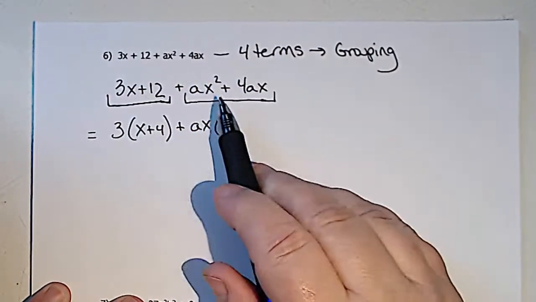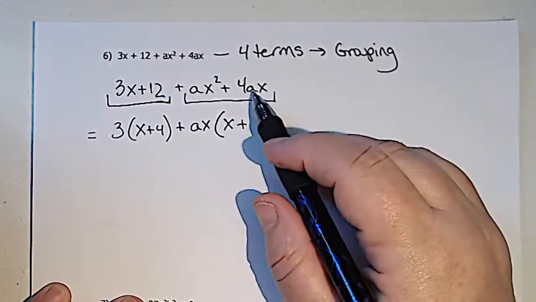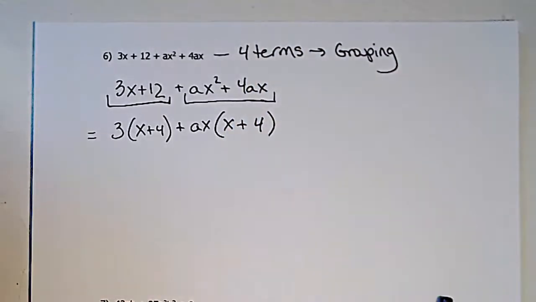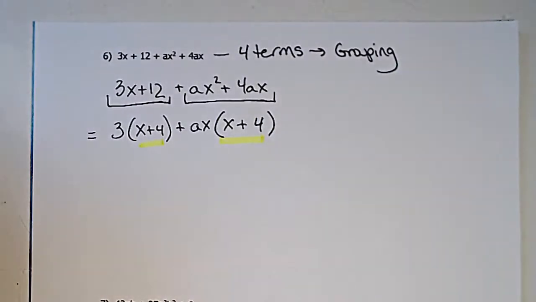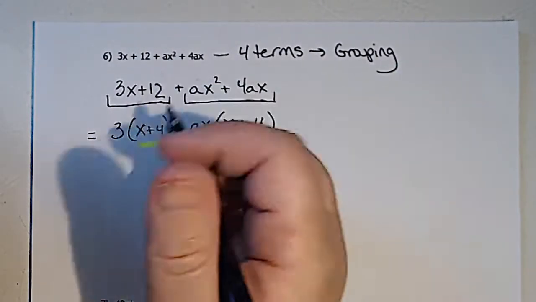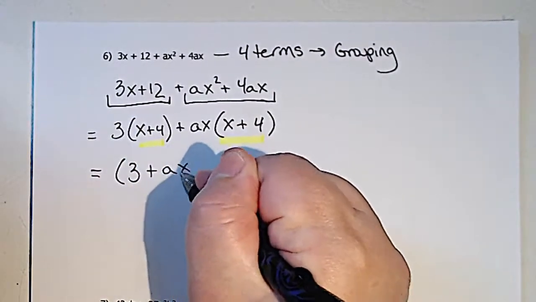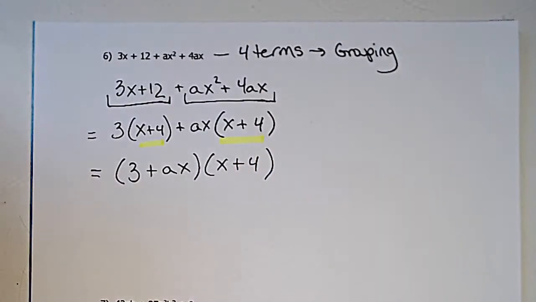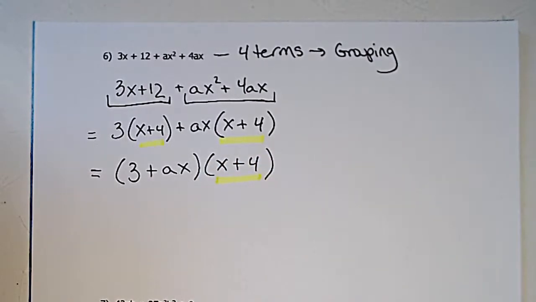And what do I have left? AX out of this leaves an X, because there were 2 X's to begin with. AX pulled out of this one, there's a 4. Woohoo, look at that. Handy dandy, happy little highlighters. Those 2 match. Life is good, at least for right now. 3 plus ax times the quantity x plus 4. And believe it or not, it is that simple. Yay, that's our final answer.